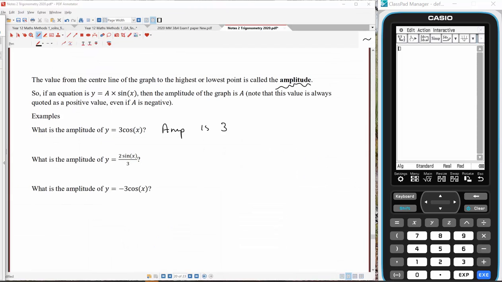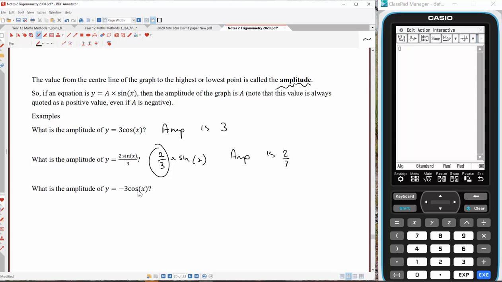All right, what about this one? Just being a little bit tricky here, this one is 2 over 3 times the sine of x. I can rewrite it like that. Therefore, the sine of x has been multiplied by 2/3, so the amplitude is going to be 2/3.